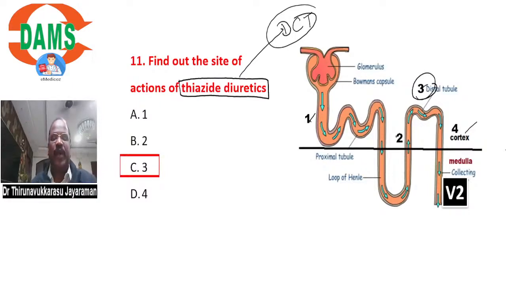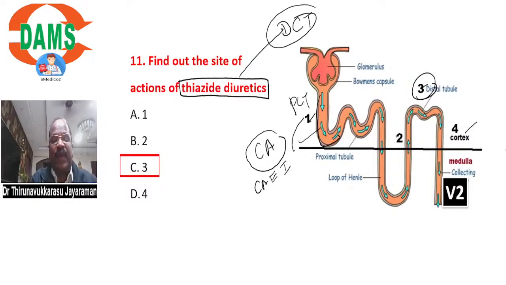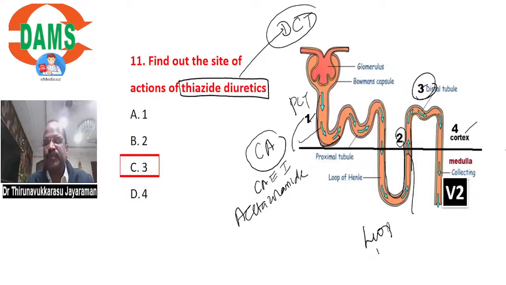Now just go one by one. In the PCT, we have carbonic anhydrase enzyme activity. So carbonic anhydrase enzyme inhibitors act on the PCT, for example, acetazolamide. Then in the loop of Henle, in the thick ascending limb of the loop of Henle, here are the loop diuretics. And in the DCT, we have thiazides.